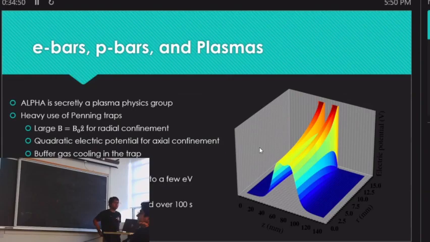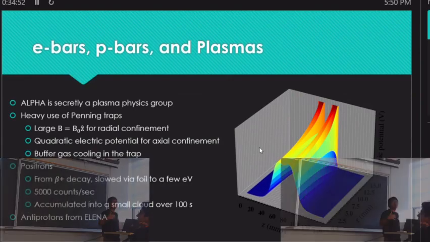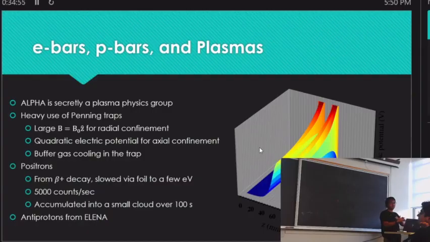Now, the positrons we catch from beta plus decay are slowed via collisions in a foil to a few electron volts. We get about 5,000 counts a second, and we accumulate them over a 100-second period. The antiprotons are from the ELENA ring.